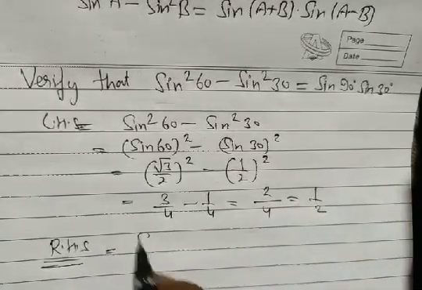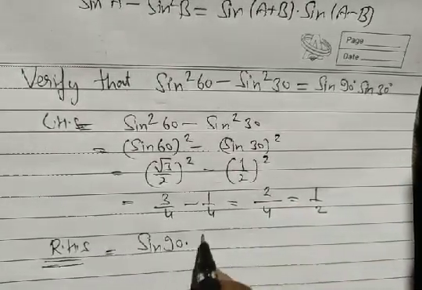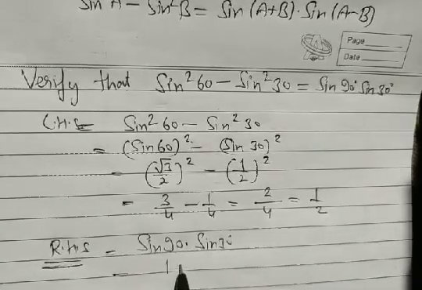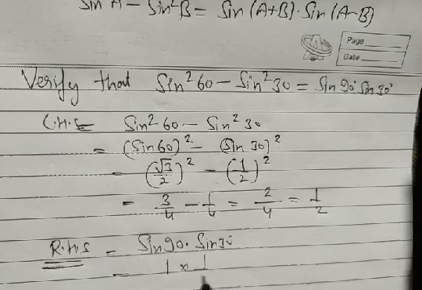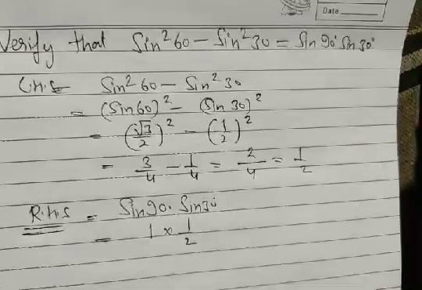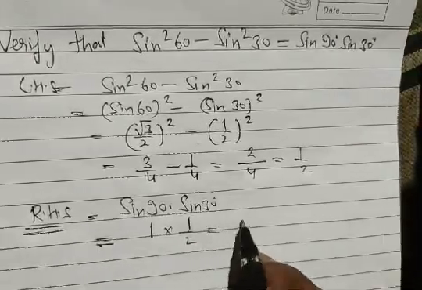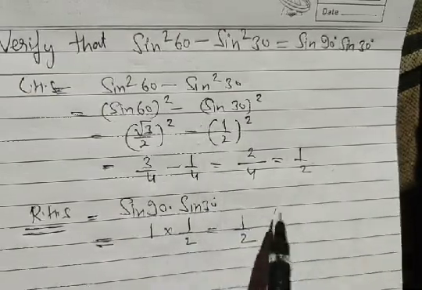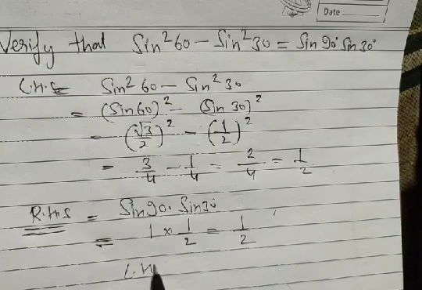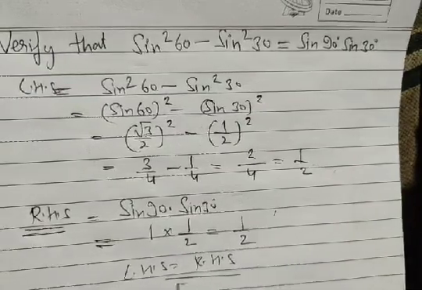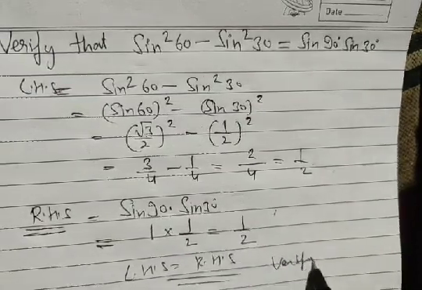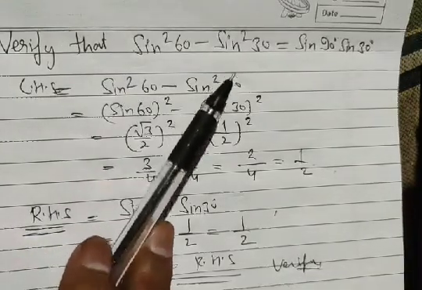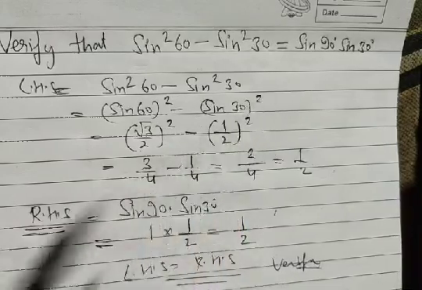What is our right hand side? It is sine 90 into sine 30. Sine 90 is 1. What is the value of sine 30? We have 1 by 2. What do we get here? 1 into 1 by 2, we get 1 by 2. What do we see? The value of the left hand side is equal to the right hand side. Since our left hand side equals the right hand side, it is verified. What is verified? That sine square 60 minus sine square 30 equals sine 90 into sine 30.